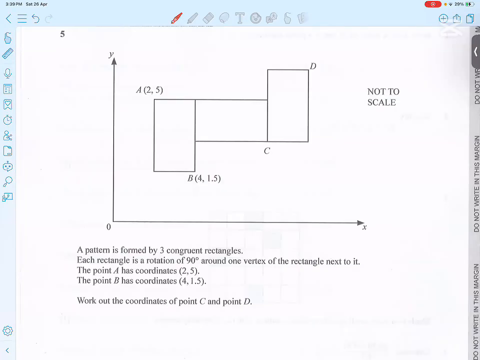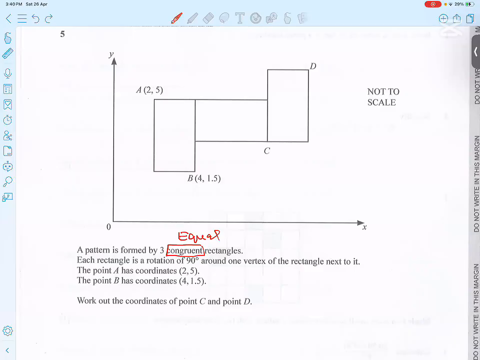Question number 5 we have, students. This question is a little bit different from usual questions. What did he say? The pattern is formed by 3 congruent rectangles. First of all, students get confused about congruent. Congruent just means equal, or the same. You can see this rectangle, this and this, they are exactly the same in measurements. So students just confuse the word congruency.